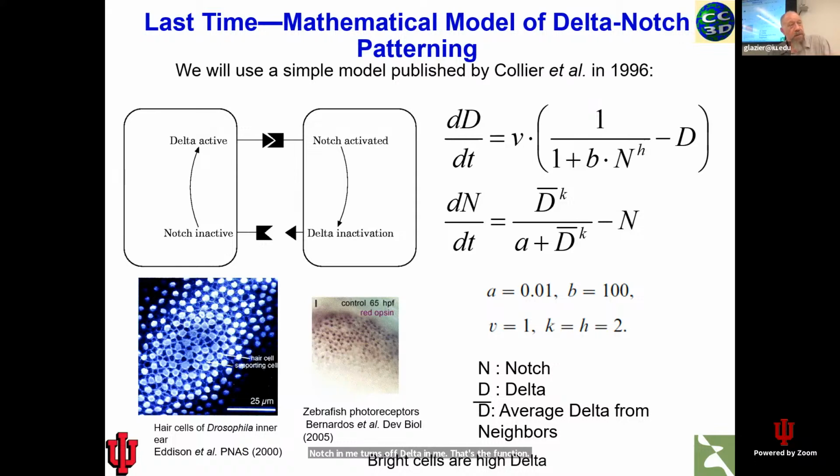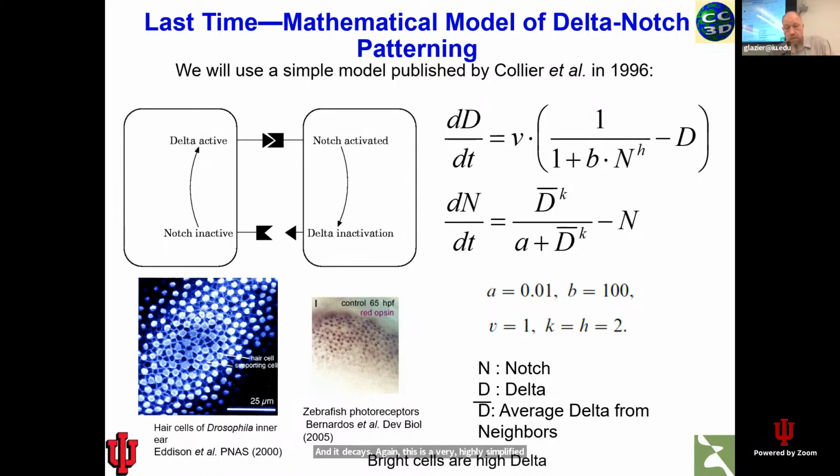And so the production of delta is inhibited by notch. That's the first term here on the right. We have a decay of whatever delta we have. Notch is only produced if there's delta in my neighbors, and it decays. Again, this is a very highly simplified version of this model.